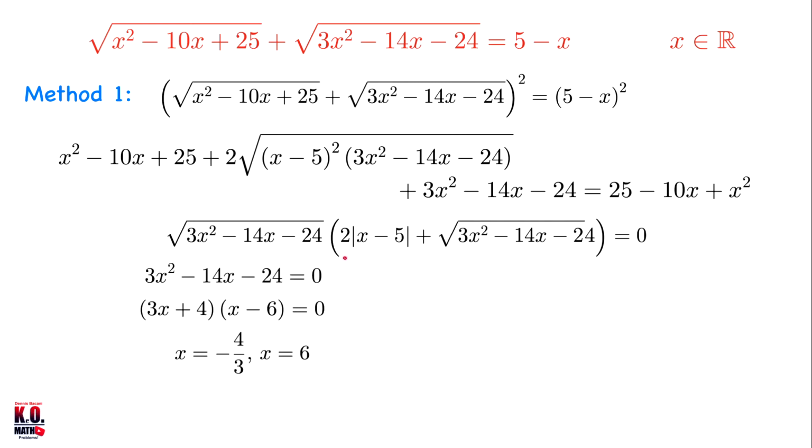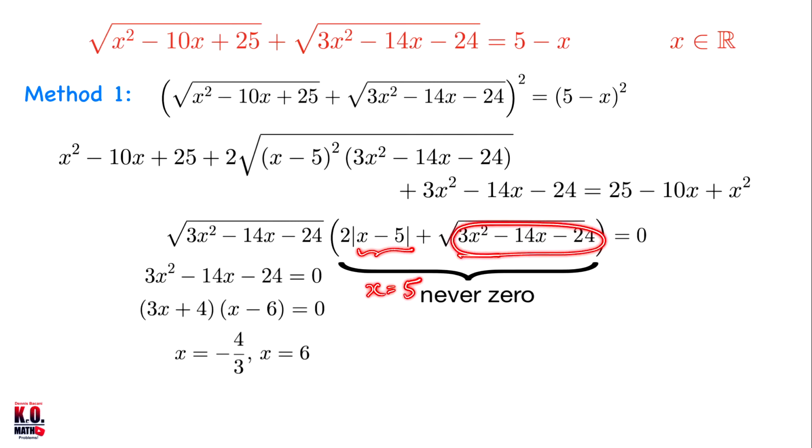Now, what are the x values that will make this expression equal to 0? The answer is no such value exists because this expression is never 0. Why? Because for this to be 0, x minus 5 must be equal to 0. So that means x must be equal to 5. But keep in mind that x equals 5 won't make this radicand equal to 0 because the only x values that will make it 0 are negative 4/3 and positive 6.